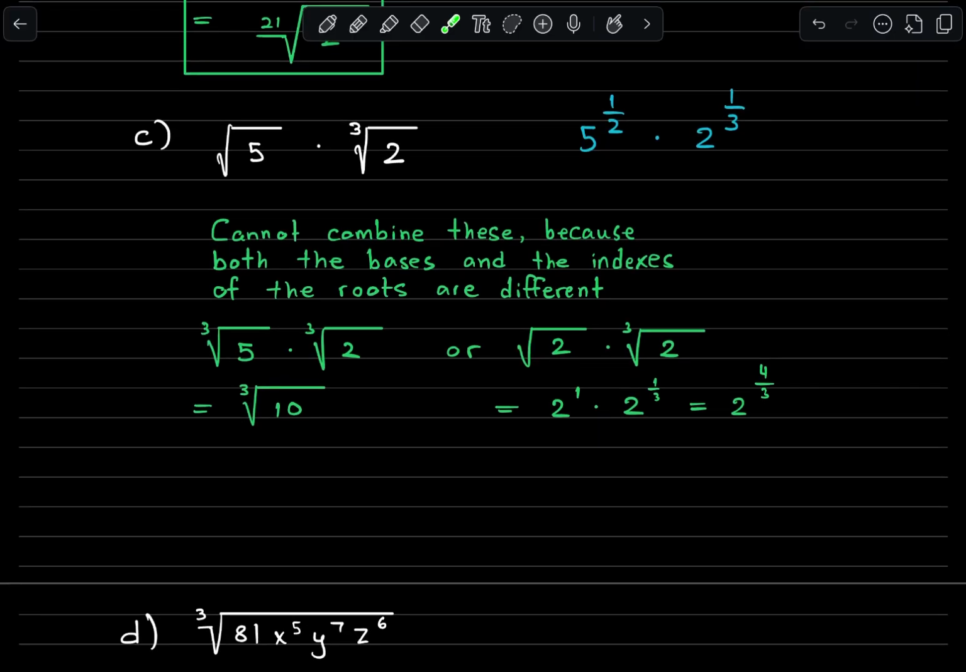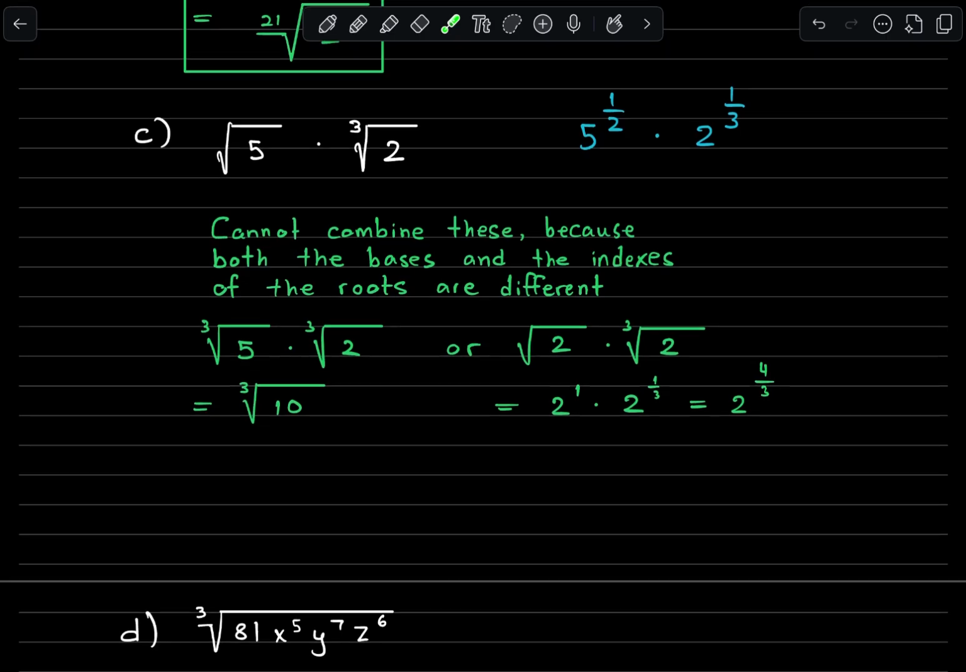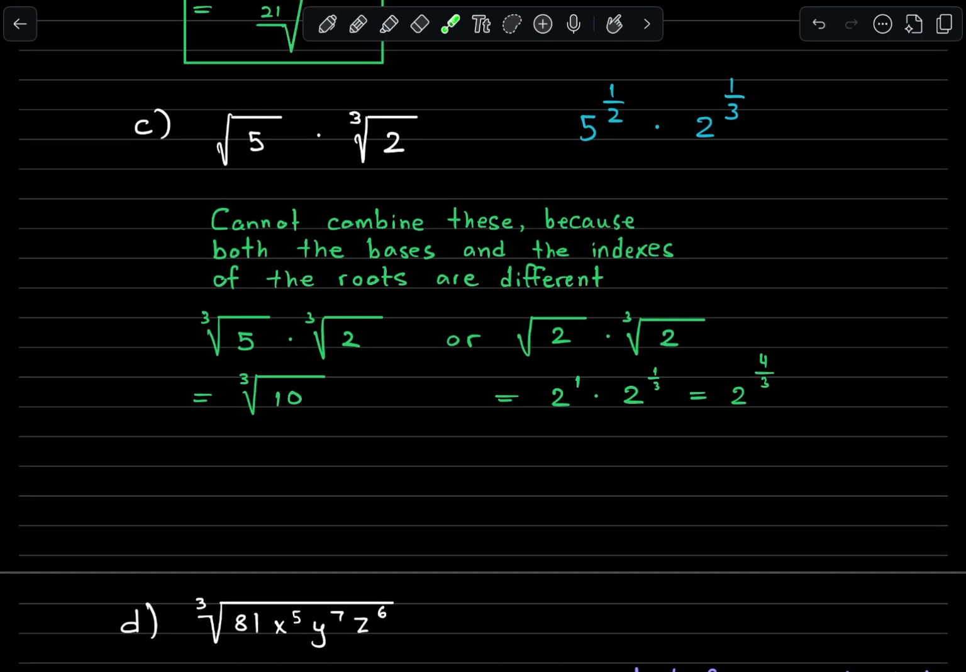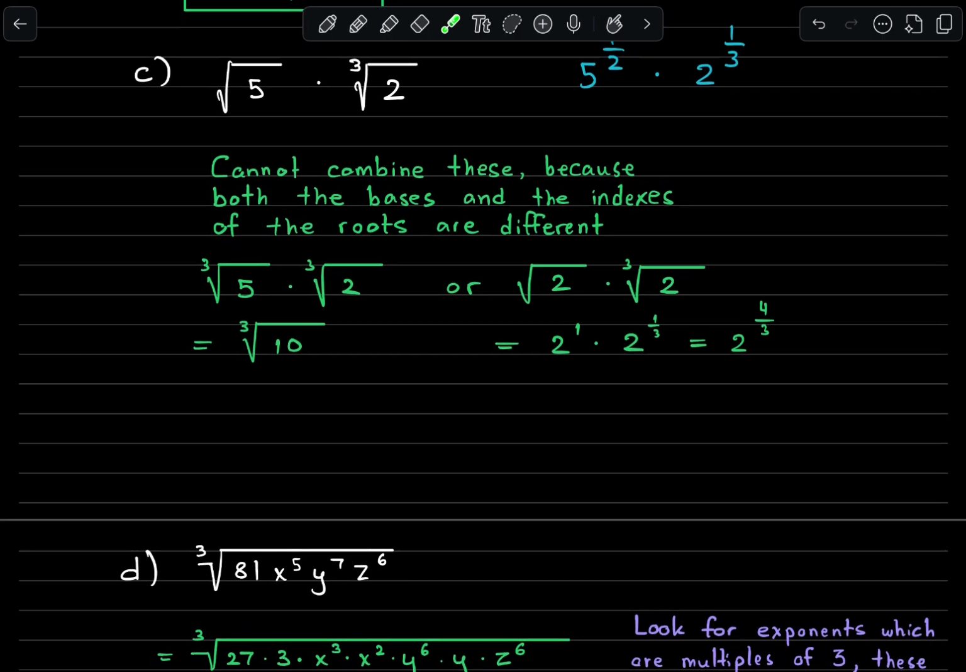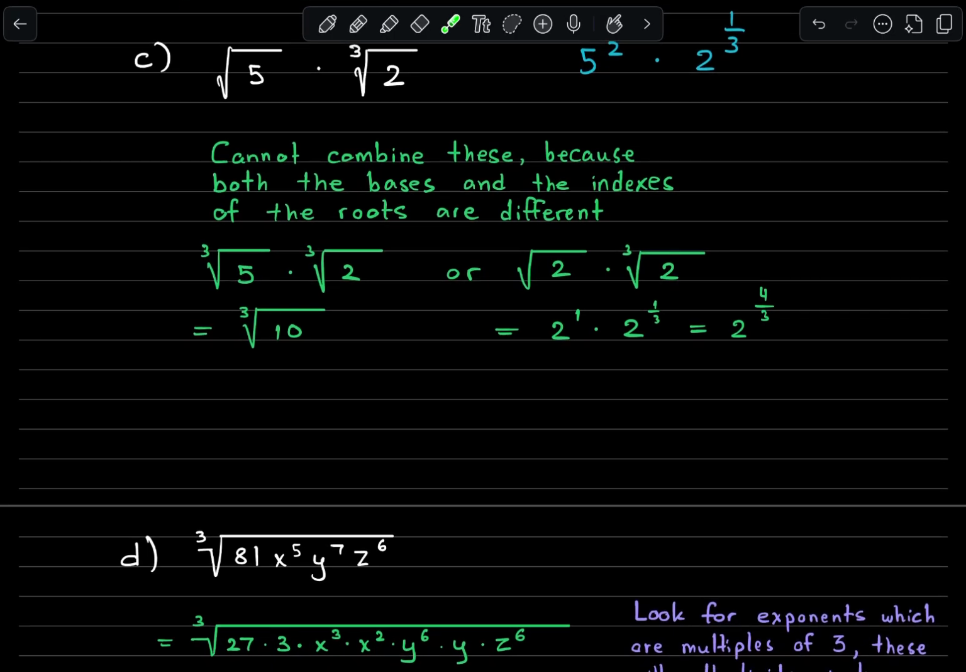All right, example D. We've got the cube root of 81 x to the 5th power, y to the 7th power, z to the 6th power. So the first step here, let's expand this. Let's think about, right, we want to evaluate a cube root. So we need to look for things that we can actually take the cube root of. Okay? In terms of exponents, we want exponents which are multiples of 3. So let's take out the largest multiple of 3 from here.